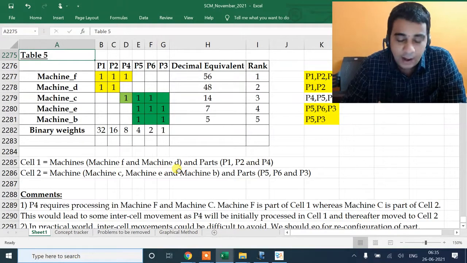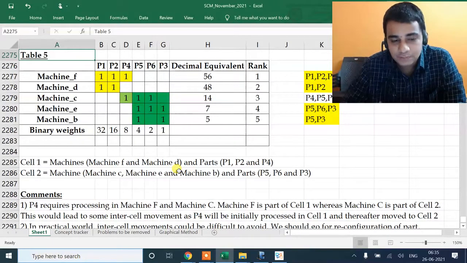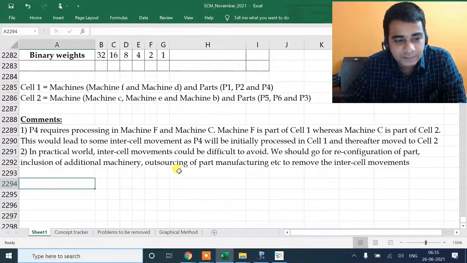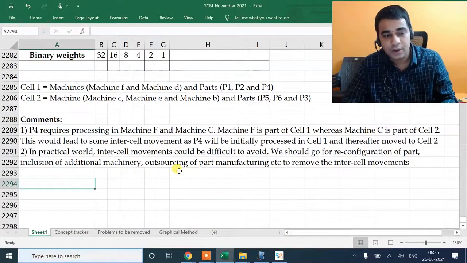That's one thing. Or if money is available, space is available, and it's not a big wastage, then I can include a machine C in both cell 1 and cell 2. It all depends on availability of money. Or you can say you will outsource the manufacturing of this part. You don't want to do this processing.